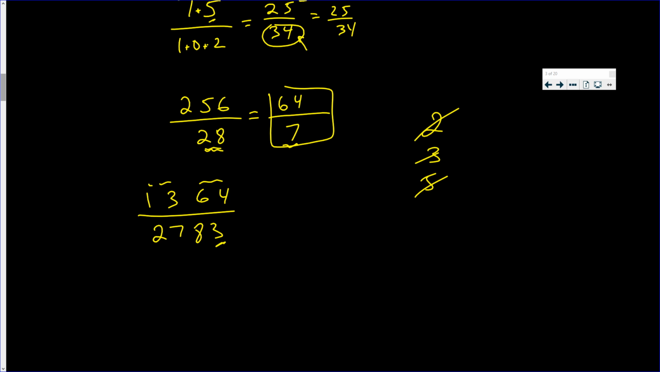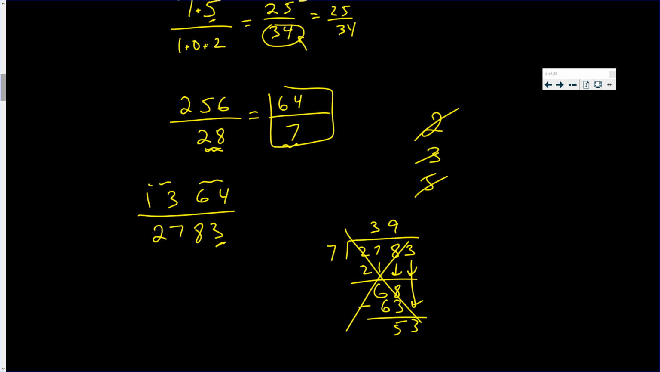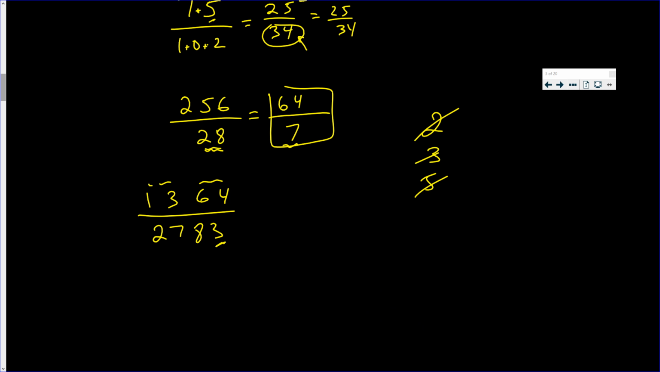Is 7 going to work? I mean, you can do 7 into this number. Goes 3 times, have 6 left over, 8. 7 times 9 is 63 with 5 left over. No, 7 does not go into 53. Okay, so 7 didn't work. If 3 doesn't go into the number, 9 won't.